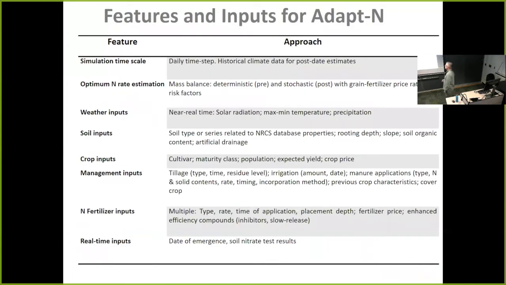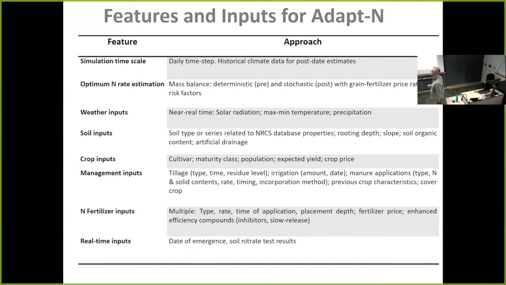Okay, so what are the features of AdaptN? I will not go into all of this, I'll just quickly go over it. It's a very flexible tool. It allows multiple soil inputs. It goes on a daily time step resolution, with high resolution of climate data: a 6-hour lag, almost real time, and 4x4 kilometers spatial resolution.